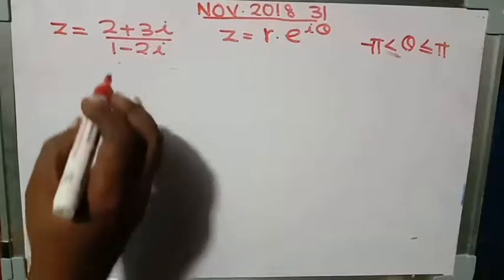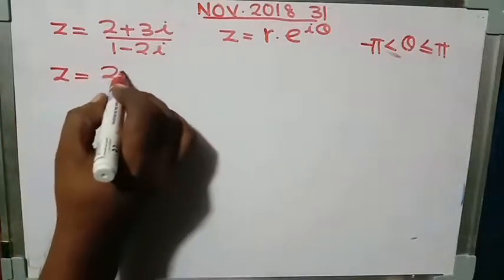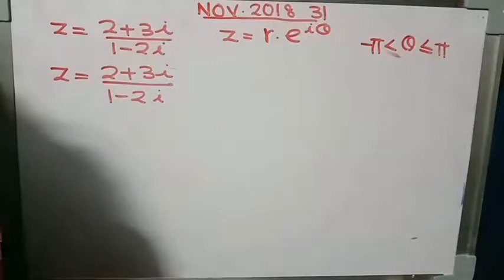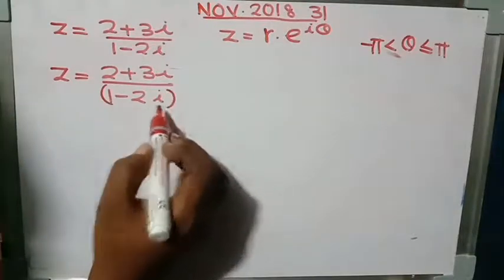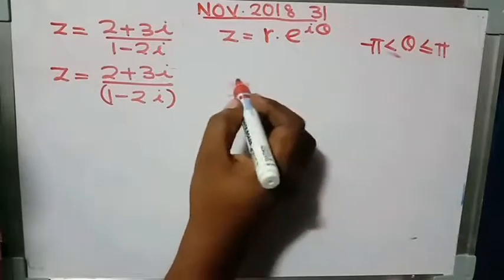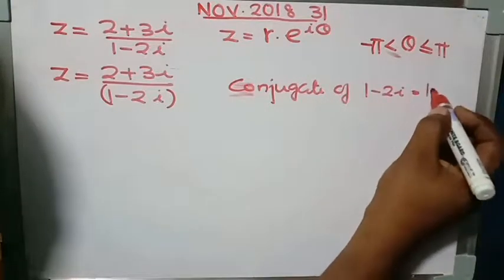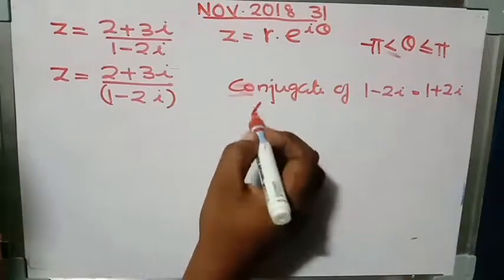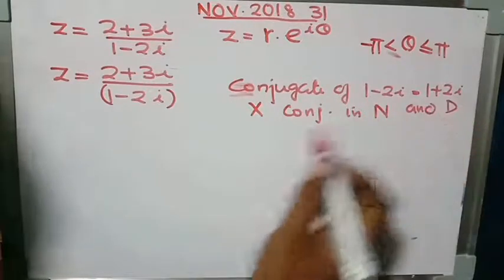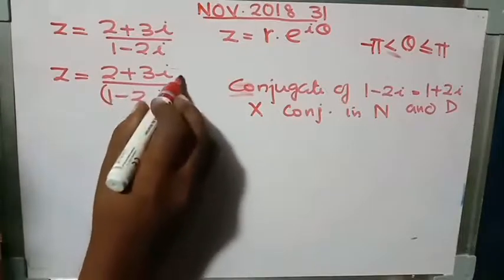Okay, so let's make z in the standard form. Let's make it a bit more simplified. So we have z is equal to 2 plus 3i divided by 1 minus 2i. To simplify, let's take the conjugate of 1 minus 2i, which is 1 plus 2i, and multiply the conjugate in numerator and denominator.